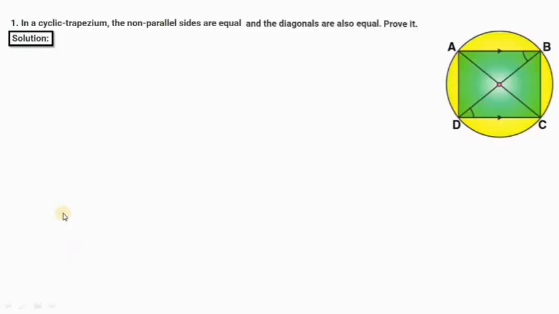Okay, let's have a look at the first problem for the day. The question says, in a cyclic trapezium, the non-parallel sides are equal and diagonals are also equal. That's what we need to prove. So there's a cyclic trapezium. In a trapezium, two sides are parallel, right? And we have two non-parallel sides. So we need to show that those non-parallel sides are equal and the diagonals will also be equal. This is my rough diagram. Here AB and DC are parallel, and AC and BD are the diagonals.